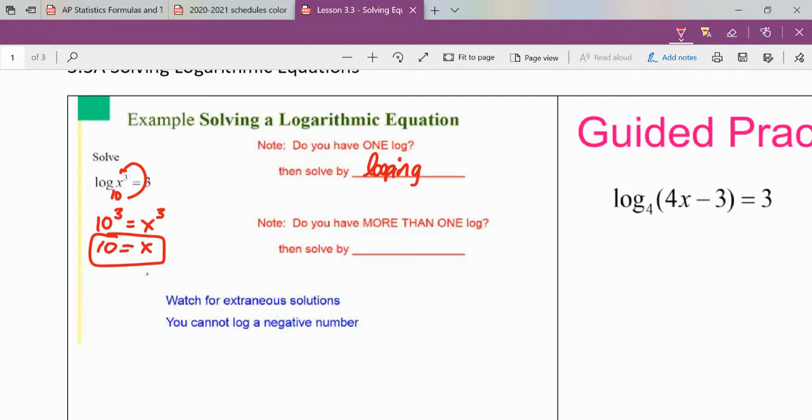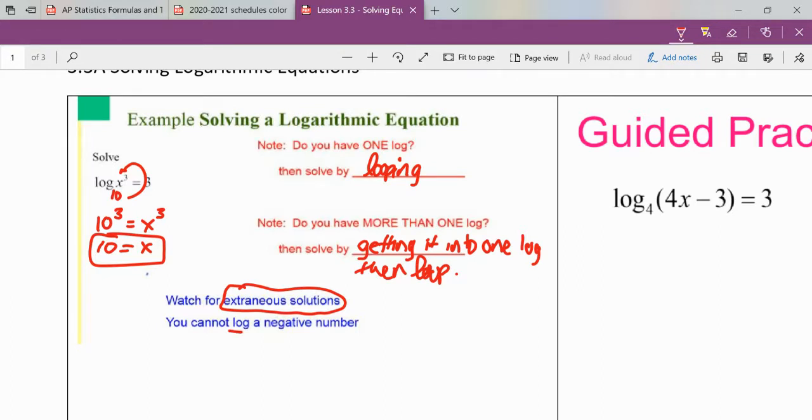And what I would suggest if you have more than one log is to get the equation into one log, and then loop. The key thing I want to keep reminding you of is always being aware of extraneous solutions, so check these problems to make sure they work. A lot of times it'll involve a log of a negative number. Log can't be negative, because if you remember the graph for log, it's got an asymptote at x equals 0. It can't be over here. You can't have a negative value.